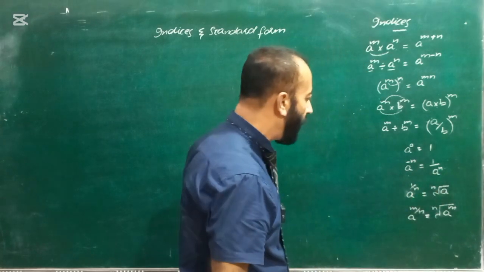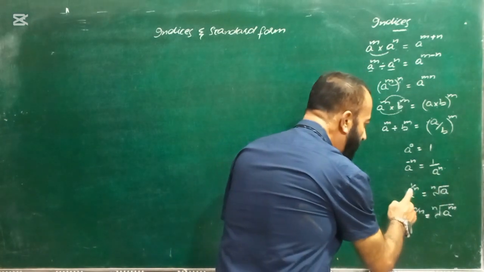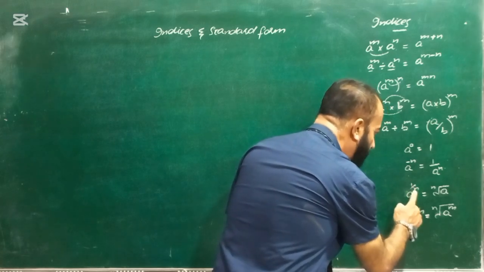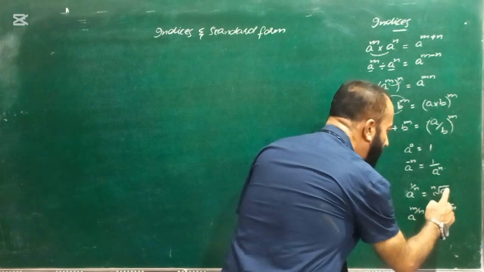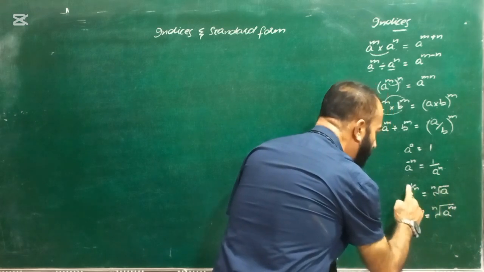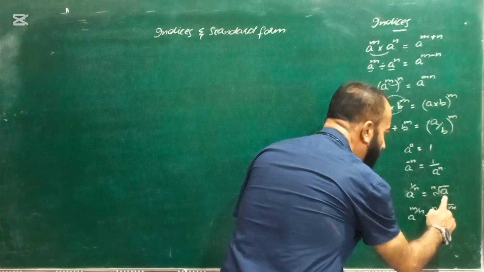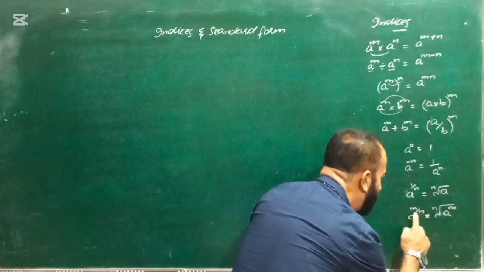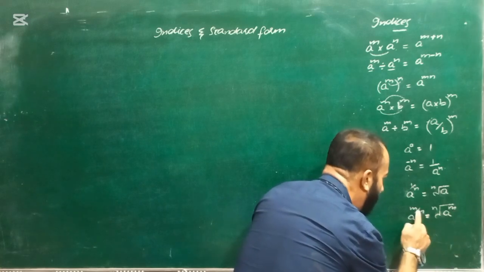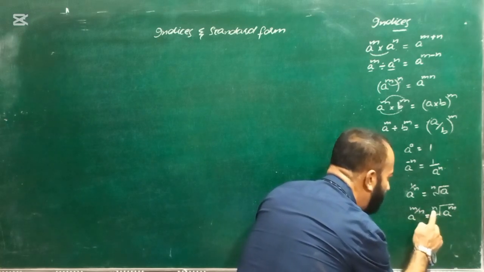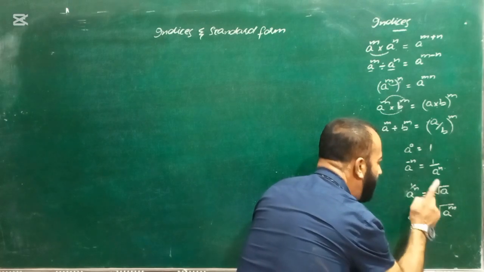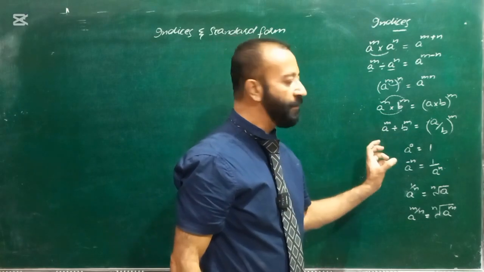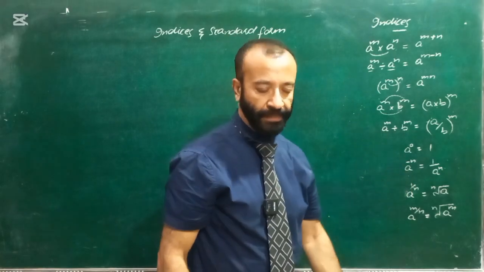The next rule is if there is a power which is given in 1 over n form, that will become the nth root of the value. So 1 by n is nth root of a. Likewise, if a raised to power m over n is given, a raised to power m will be written as it is, and this 1 over n will become the nth root. These are the rules which you have to understand and remember first before doing the questions.